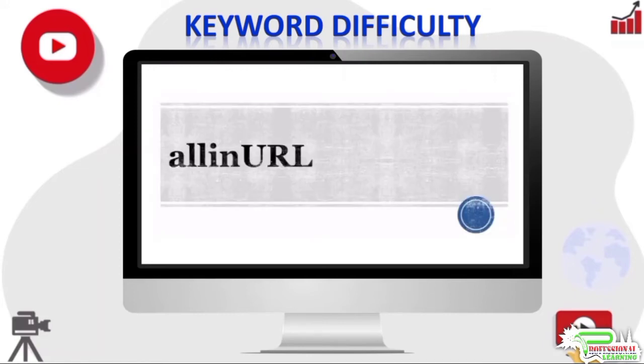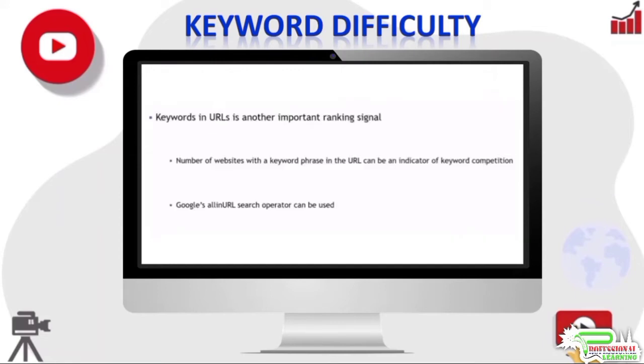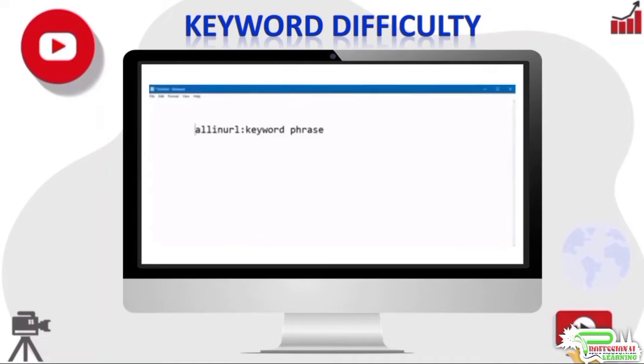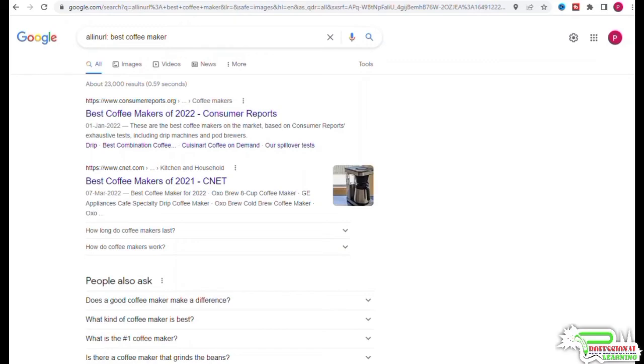Keywords in URLs is another important ranking signal Google uses. So the number of websites that have a particular keyword phrase in the URL can be used as an indicator of competition. Google's allinurl search operator can be used here. The syntax is allinurl: keyword phrase. For example, allinurl: best coffee maker returns the number of web pages that have all of the words best, coffee and maker in the URL.